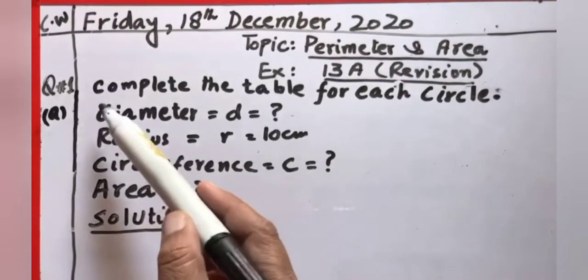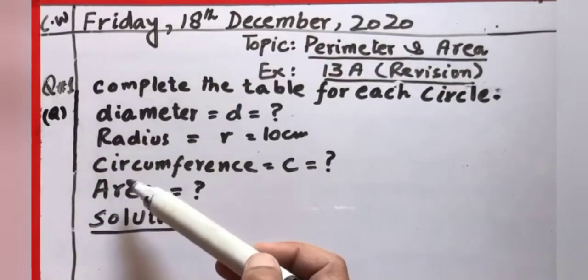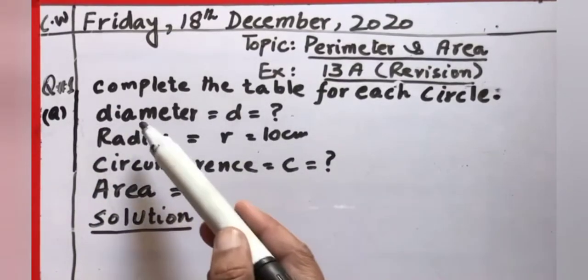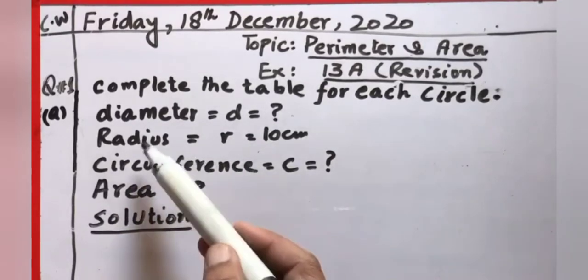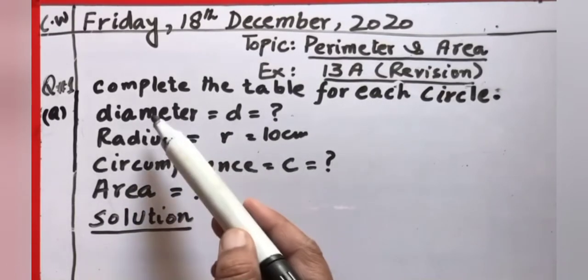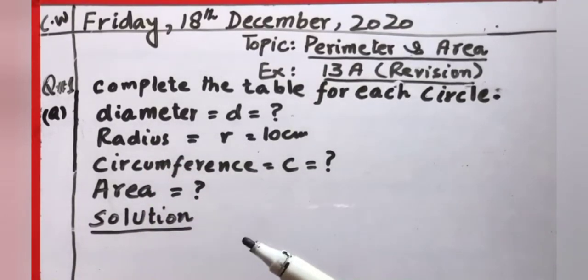So in the table of the first question, the part A is, the given parts are written as the diameter, radius, circumference and area. Only the radius is given. We have to find the diameter, circumference and the area of the circle.